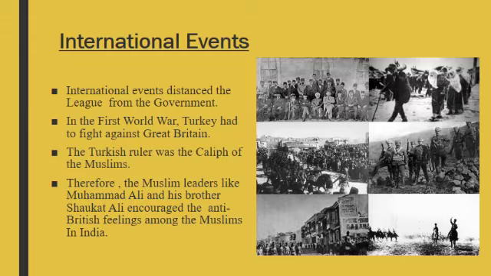International events also distanced the League from the government. In the First World War, Turkey had to fight against Great Britain. The Turkish ruler was the Caliph, that is the religious leader of the Muslims. Therefore, Muslim leaders like Muhammad Ali and his brother Shaukat Ali encouraged the anti-British feelings among the Muslims in India.